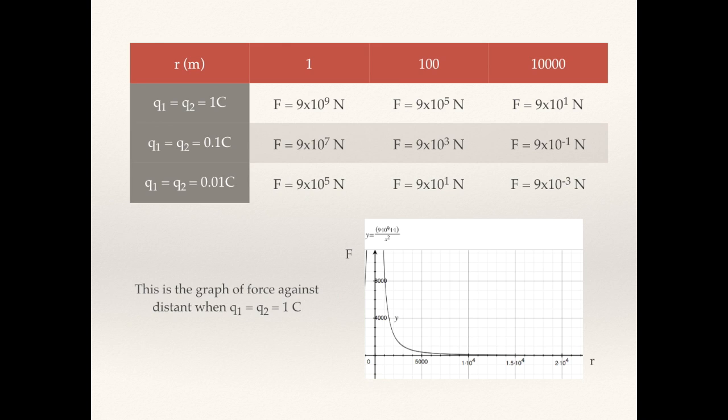And in the bottom right corner, there is a graph of force against distance when Q1 equals Q2 equals 1 Coulomb. As you can see, as R approaches 0, the force approaches infinity, and the force dies out quickly with the increase of distance because there is an R squared under K, Q1, and Q2.